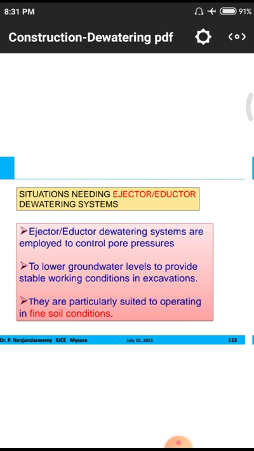Why? Because of the surrounding soil strata or any other atmospheric conditions, or rocky strata, that means soil having some quantity of rock structures. All those conditions lead to this usage of ejector or eductor dewatering systems. And the next thing is they are particularly suited to operating in fine soil conditions.